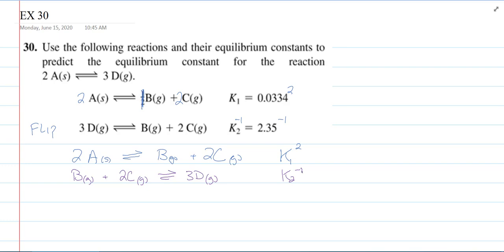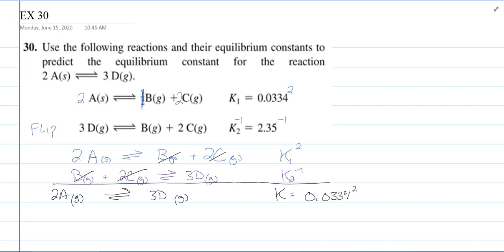If we add those up, the B's and C's cancel, which is wonderful. So I would get 2A solid going to 3D gas, which is perfect, because B's are gone, C's are gone. So K would equal 0.0334 squared multiplied by 2.35 to the negative 1. So K would equal 5.04 times 10 to the negative 4 is what I got. So hopefully that's what you got as well.